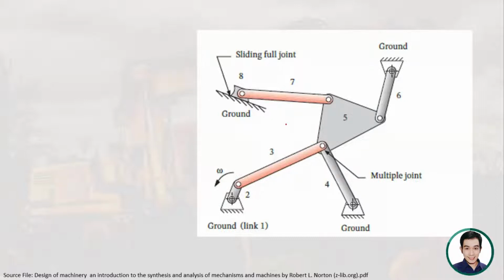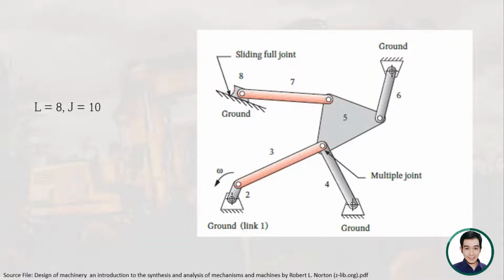So at first, we need to count the number of links. If we are going to count, first the ground is the first link. So that is considered link 1. And then we have this link here, link 2. Then we have link 3, link 4, link 5, link 6. We have link 7. Then we have link 8. So all in all, we have 8 links. The connection between the slider and link 7 is another link also. So that's why we have 8 links.